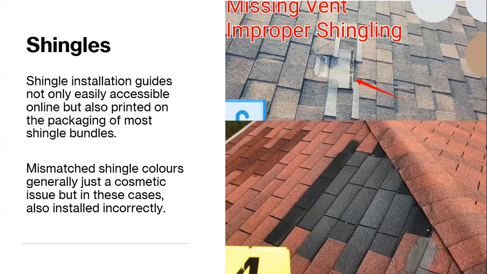So in this case here, once again with the 3-tab shingles, you want to have a stagger in the seams on the end. So with these being installed just in line like this, that would be considered an installation issue.